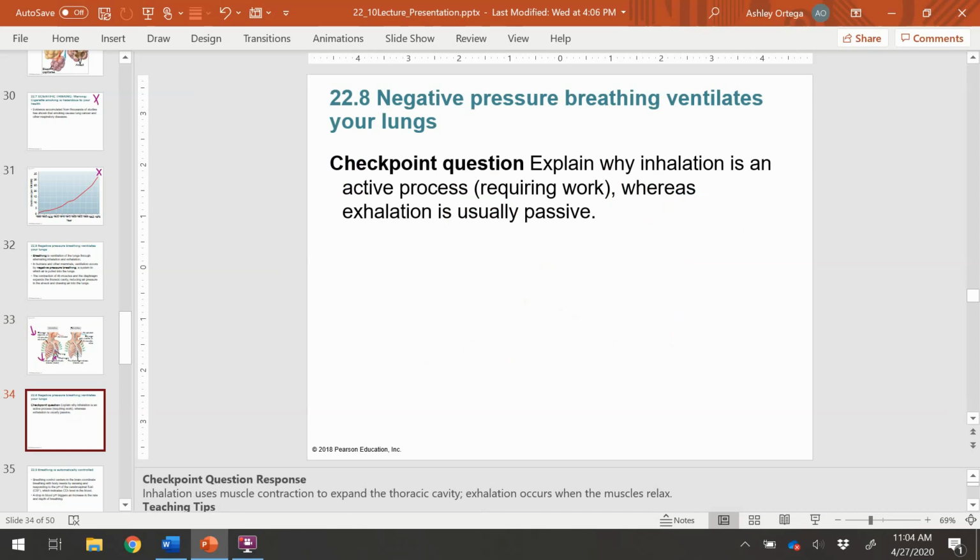That's why inhalation is an active process, because you're having to contract muscles and expand the thoracic cavity, whereas exhalation is usually passive, in that it's just relaxing muscles. So inhalation, you're contracting muscles. Exhalation, you're relaxing muscles.